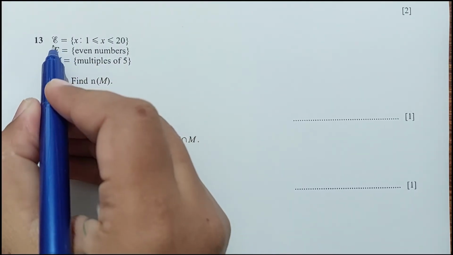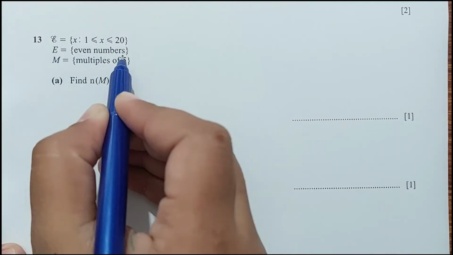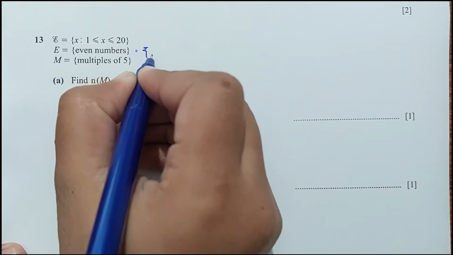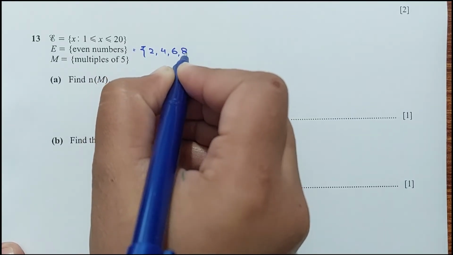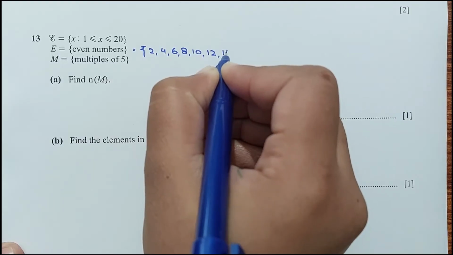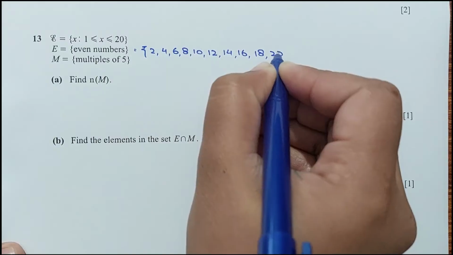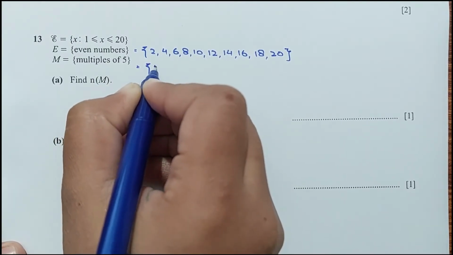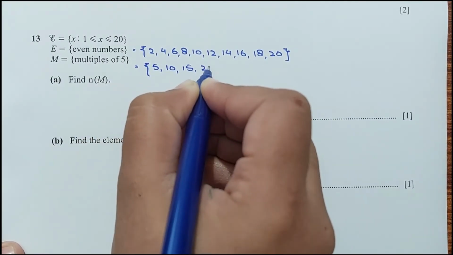Question number 13, we have a universal set. X is between 1 to 20. E is the even numbers. So even numbers between 1 to 20 are 2, 4, 6, 8, 10, 12, 14, 16, 18, and 20. And M are the multiples of 5. The numbers that are multiples of 5 are 5, 10, 15, and 20.